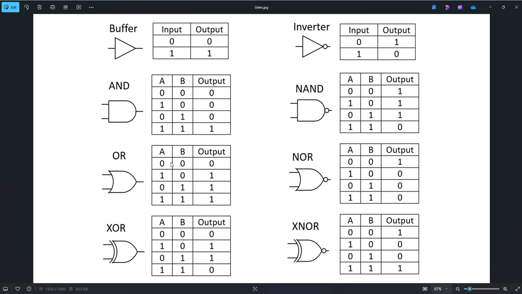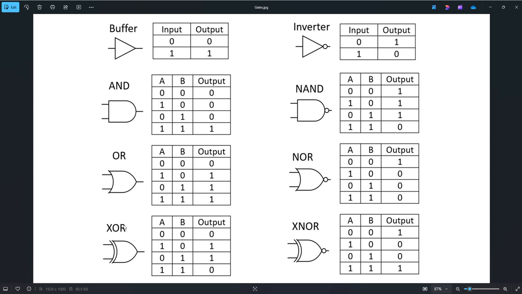And a NOR gate, it's the inverse of that. So that means 0 or 0 is a 0, NOT 0 is 1. 1 or 0 is 1, NOT 1 is 0. 0 or 1 is 1, NOT 1 is 0. 1 or 1 is 1, NOT 1 is 0.